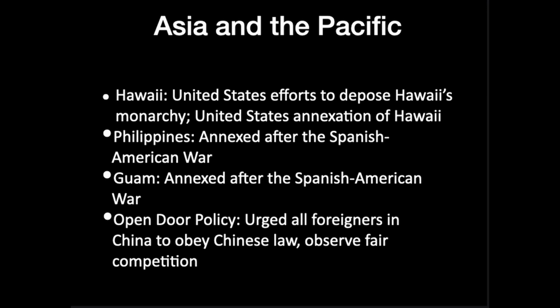We're picking up these territories that all have specific uses for us. For example, Hawaii becomes one of our most important military bases. Same with the Philippines and Guam. These are all places that, when we get to World War II, they're all going to have prominent roles in that. Then last, we have what's called the open door policy. It urged all foreigners in China to obey Chinese law, observe fair competition.